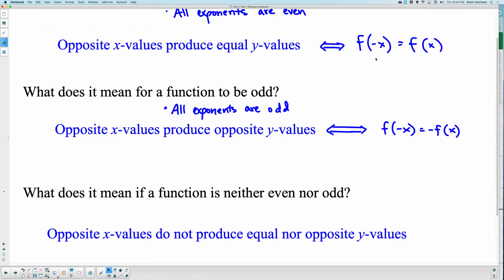That f of negative x does not equal f of x, and it does not equal negative f of x either. What does it mean, practically speaking, if you're looking at the exponents? Both even and odd exponents. Good. You would have both present.